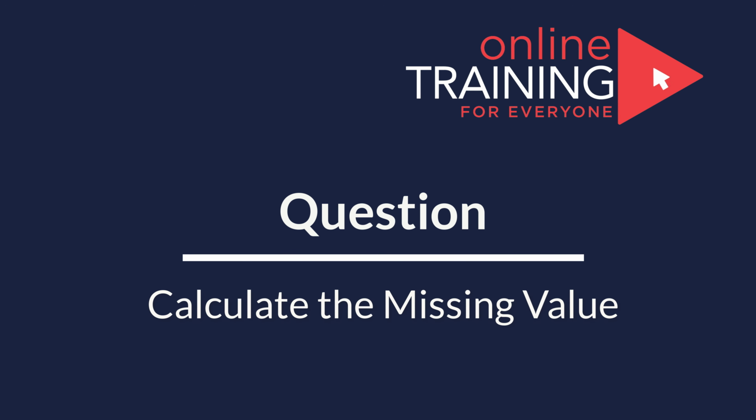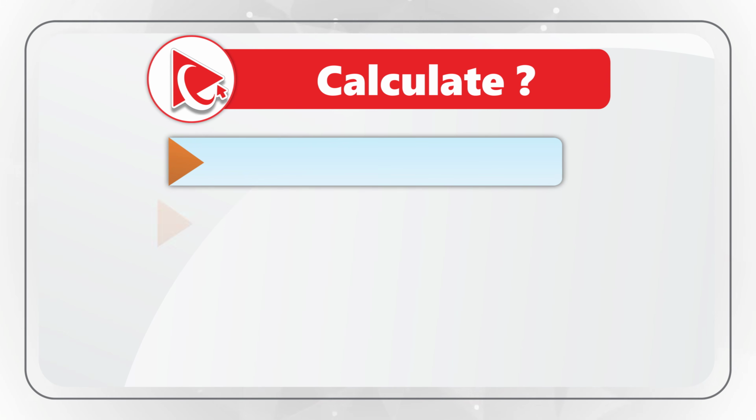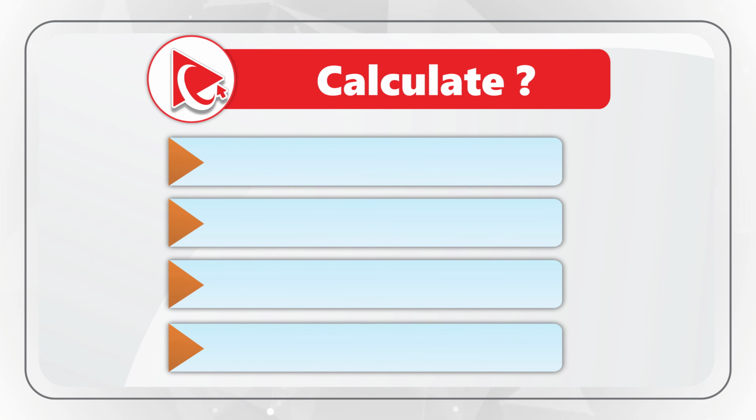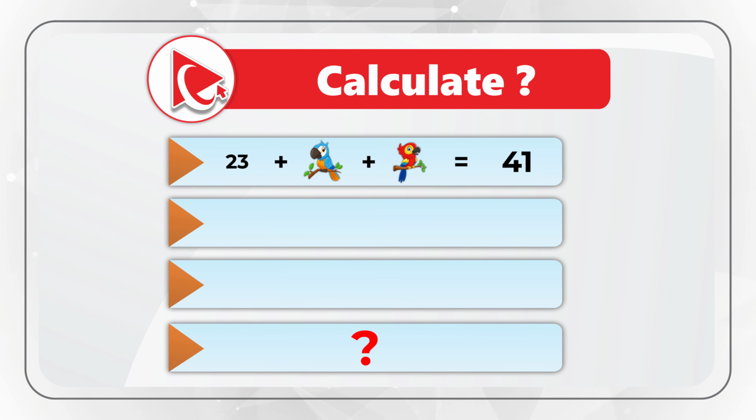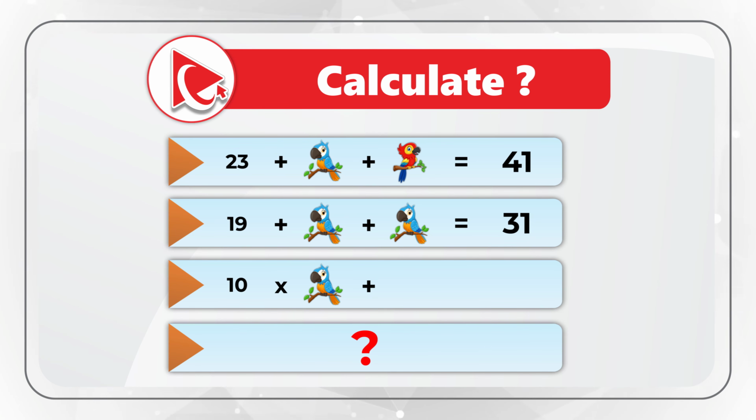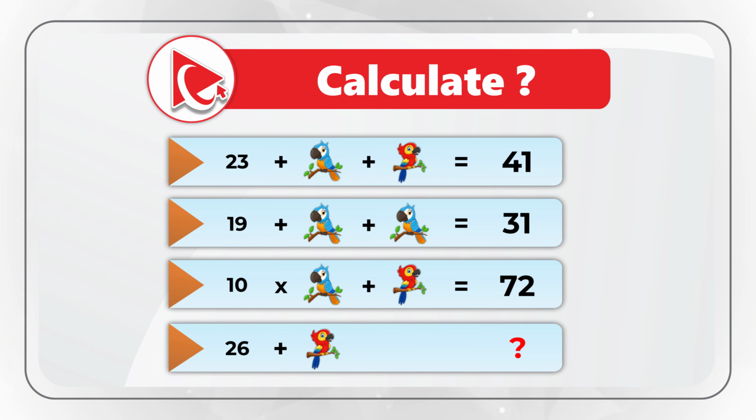One of my favorite questions is where you need to calculate the missing value. You're presented with 3 equations, and in 4th equation, the result is missing. The first equation is 23 multiplied by blue parrot plus red parrot equals 41. Second equation, 19 plus blue parrot equals 31. Third equation is 10 multiplied by blue parrot plus red parrot equals 72. And last but not least expression is 26 plus red parrot multiplied by blue parrot equals missing value.